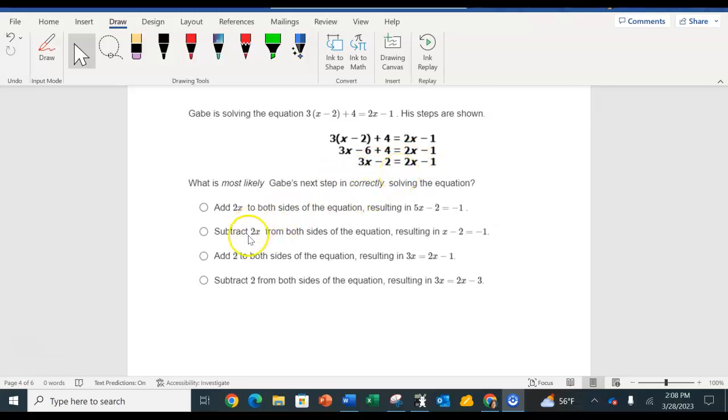Now, you could add 2 to both sides, but if you add 2 to both sides, what's 2 plus negative 1? 2 plus negative 1 is not still negative 1. So that is incorrect. If you subtract 2x from 3x, you get x. x minus 2 equals negative 1. So the second answer is your best choice there.